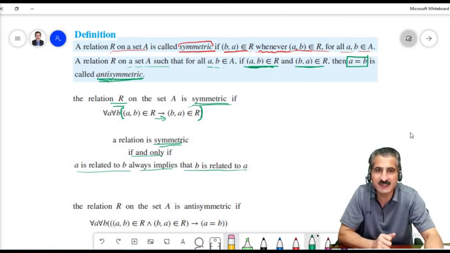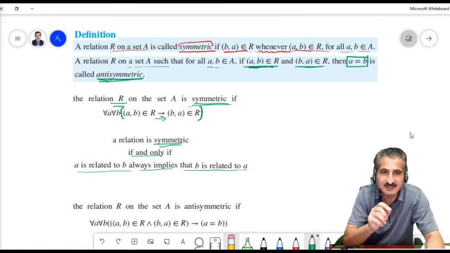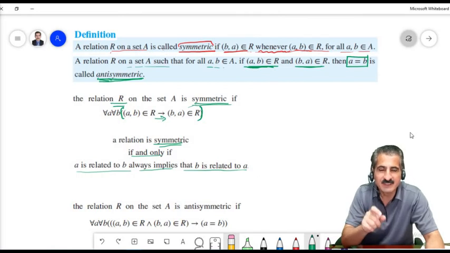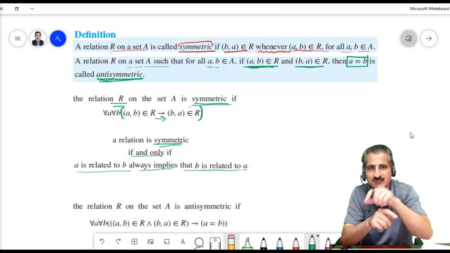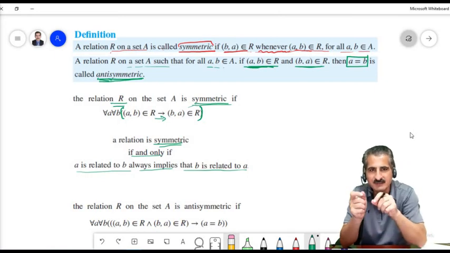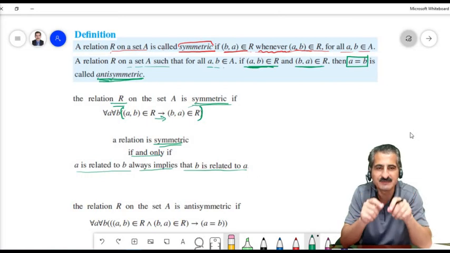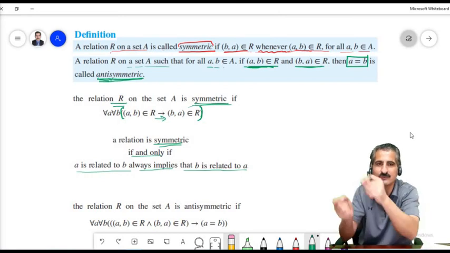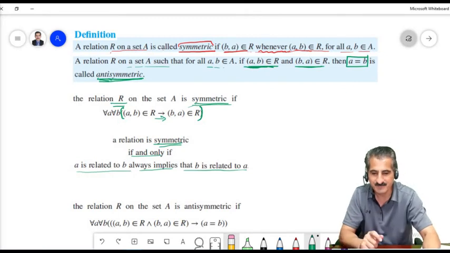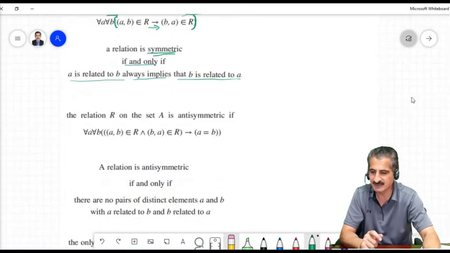Now, what about the antisymmetric? The antisymmetric does not allow this to happen. The antisymmetric does not allow two elements to relate to each other in opposite ways unless these two elements are the same element. It does not allow different elements to relate to each other. So, an antisymmetric relation does not allow distinct elements to relate to each other in both directions, in both ways. Okay? And this is written here.